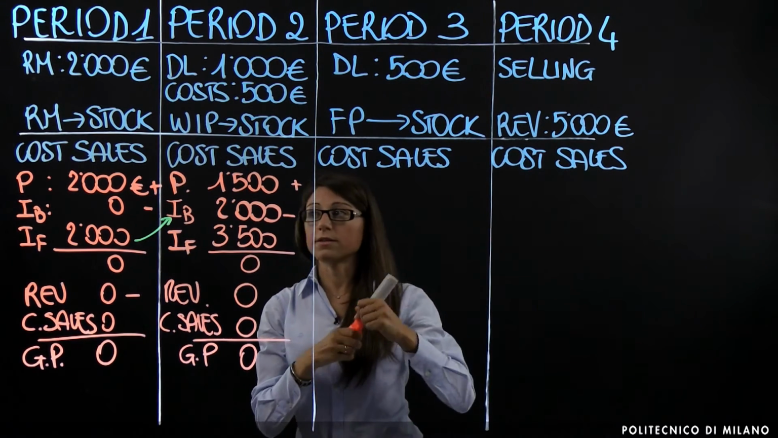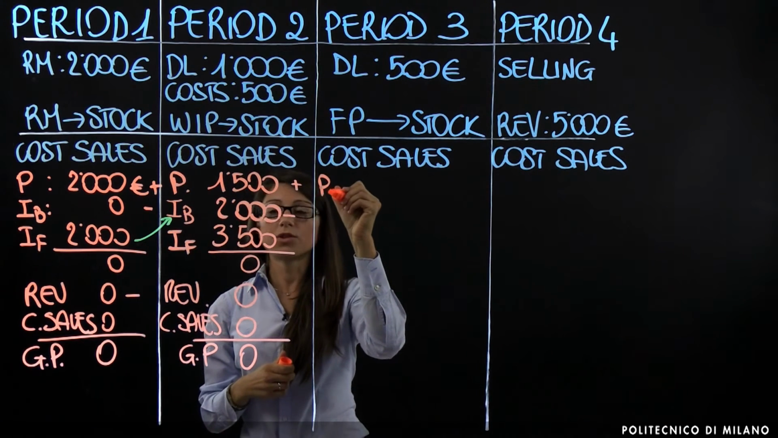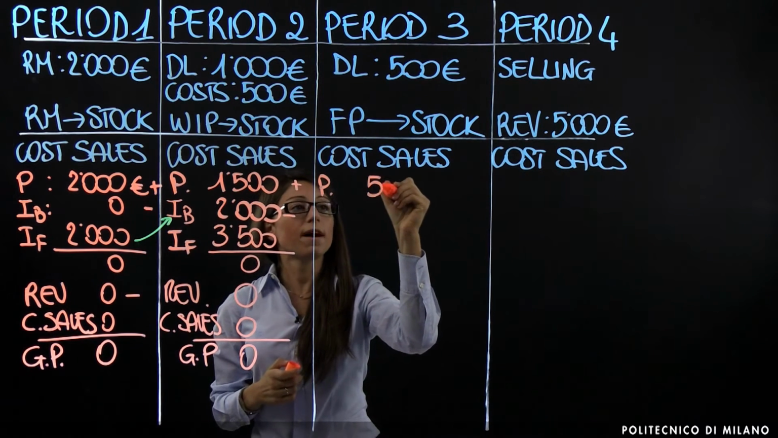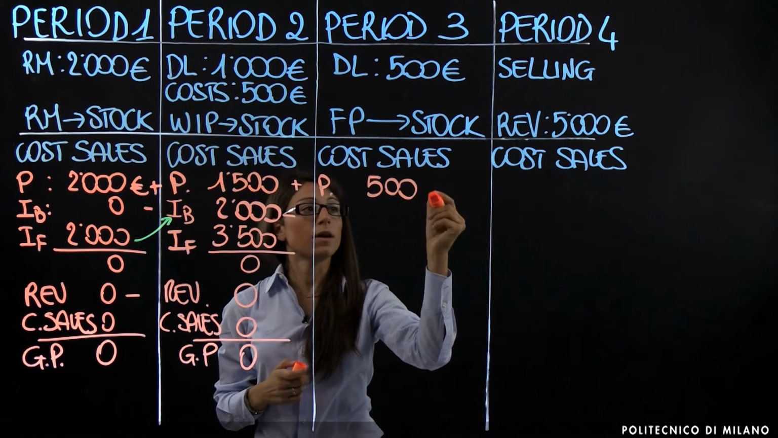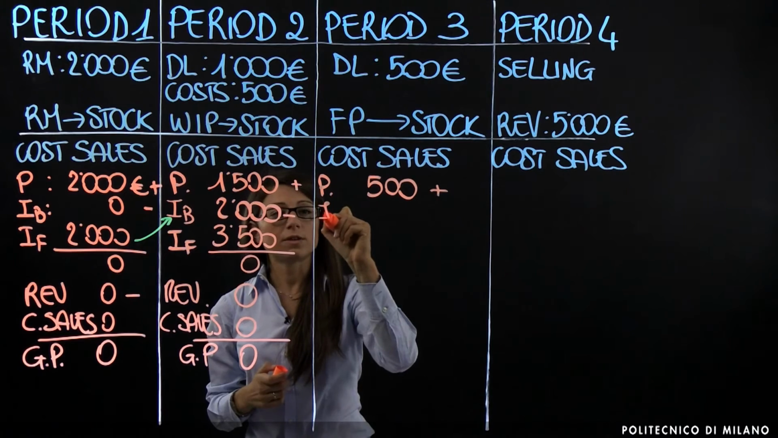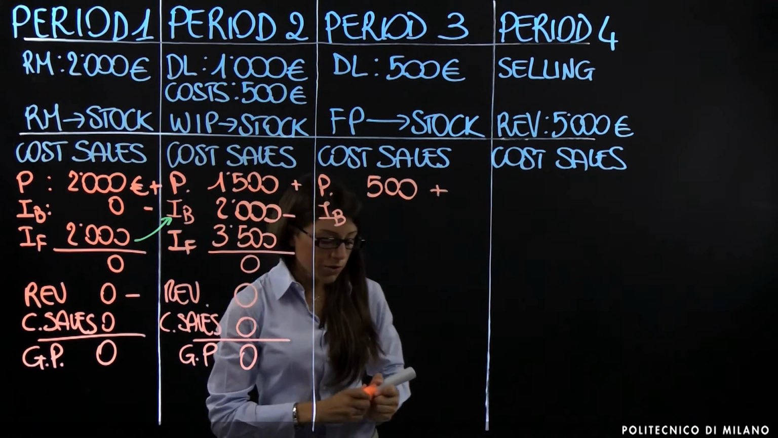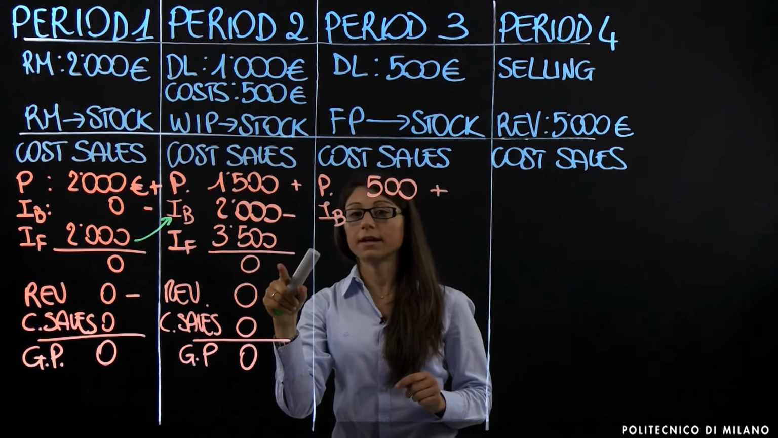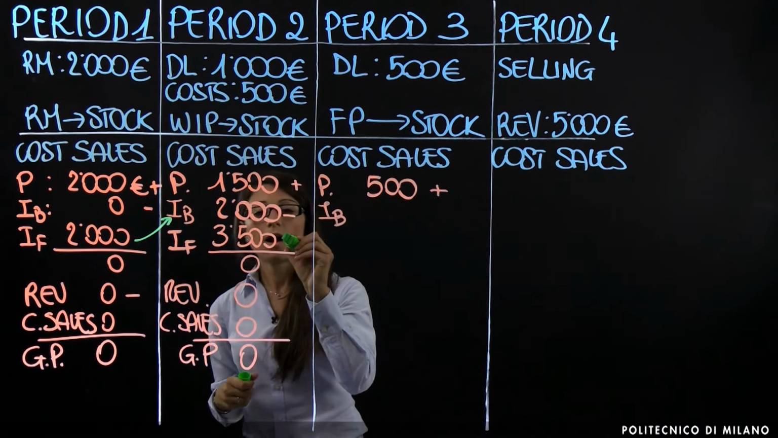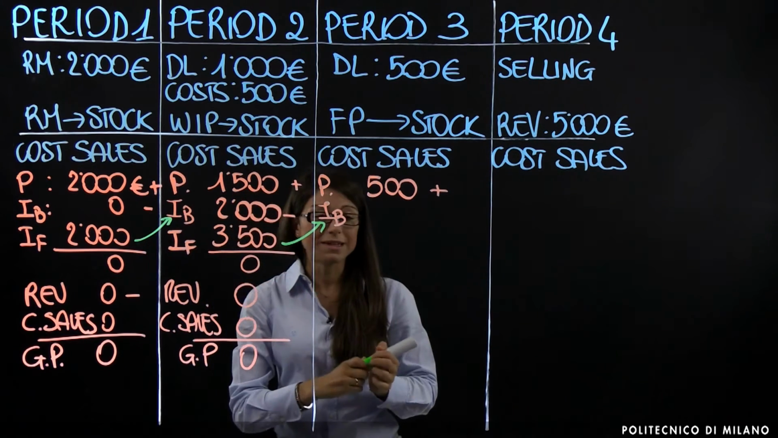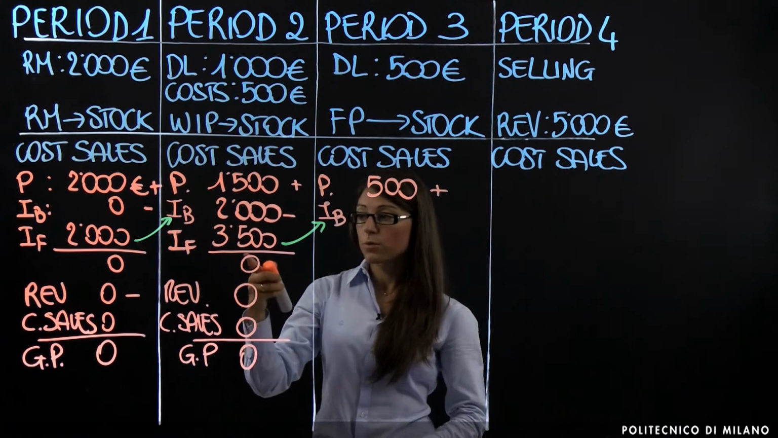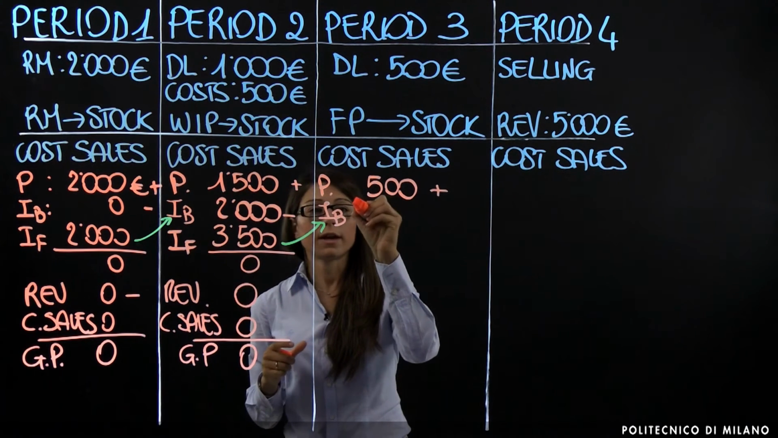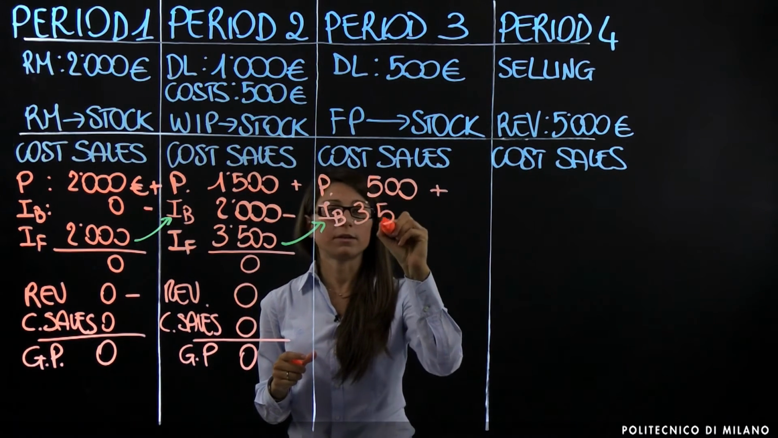Calculation of the cost of sales. Again, the purchases. Which are the purchases in period 3? We have the 500 euros of direct labor plus the inventories at the beginning of the period. You should have understood that the inventories at the beginning of the period are exactly the final inventories of the previous period. So our initial inventories will be exactly the value of our work in progress that was in the warehouse. So the value of our inventories is 3,500.